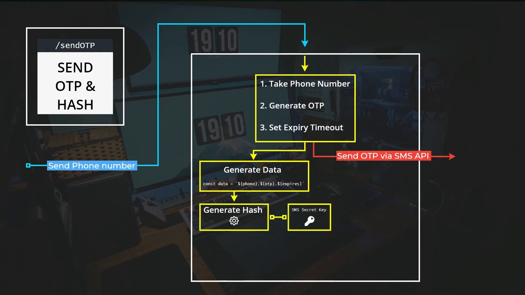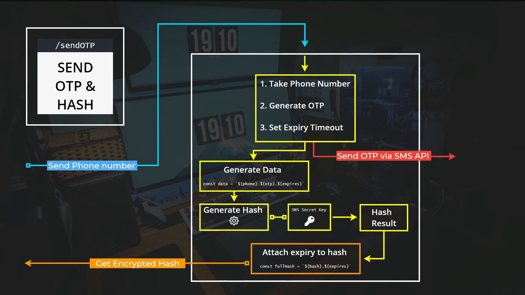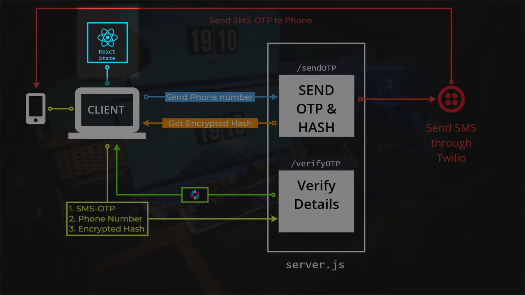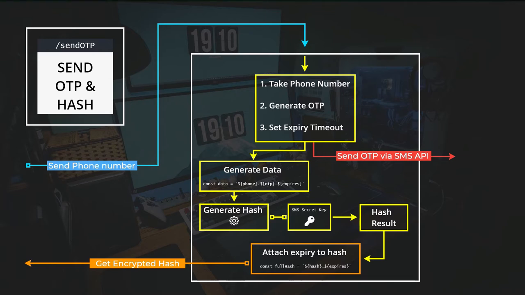And now what we will do is hash the data with our secret SMS key that is used for the crypto library. And we will attach an expiry timestamp to that hash. And we'll pass that encrypted hash to the users, so that the users will store it within the React state as well. Now this really looks complicated to grasp, but don't worry, we'll see why we are generating that hash. But just keep the diagram in mind and we will come back to the point.